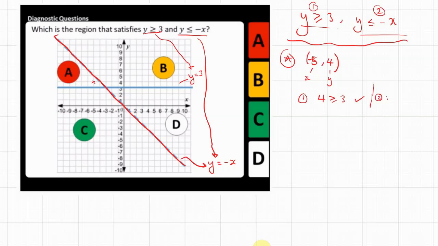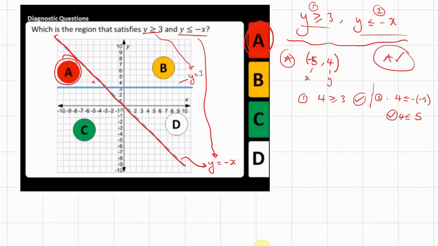Well, y is 4. So I'm asking the question, is 4 less than or equal to minus x, where x is minus 5? So be careful with this. When we have a minus of a minus number, that is like a positive. So I'm actually asking the question, is 4 less than or equal to 5? Yes, that is true. So actually the first one I've checked would be the correct answer. So A satisfies this inequality. So A is going to be the correct answer.